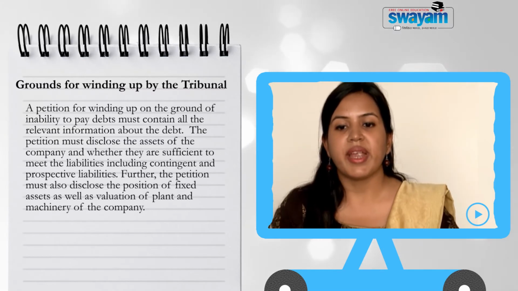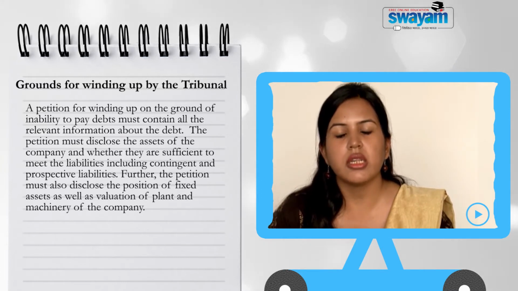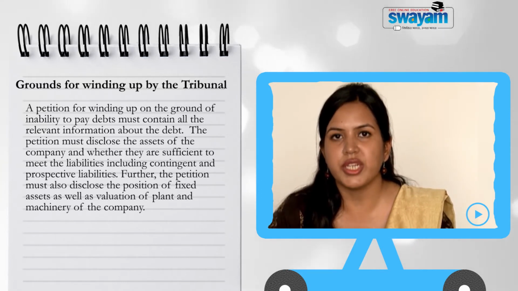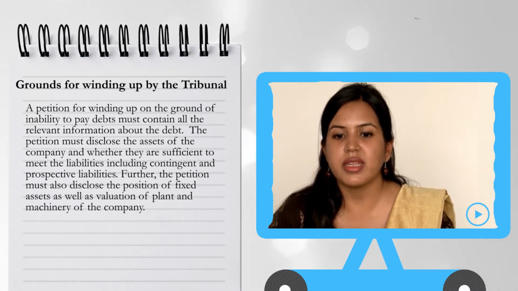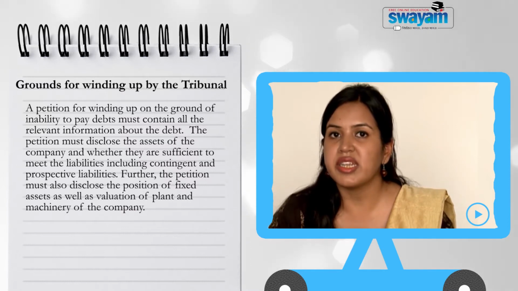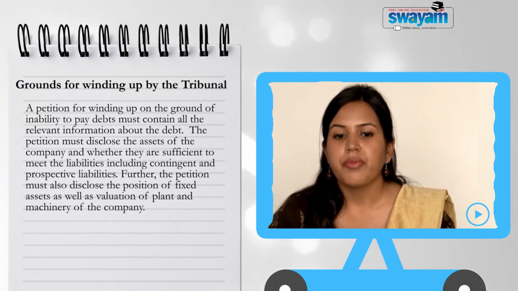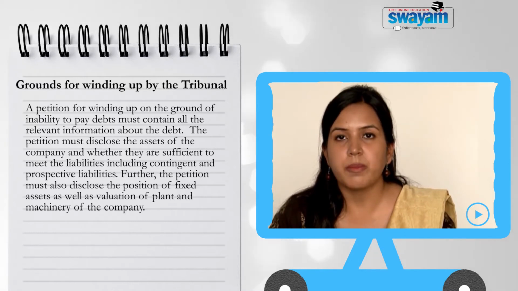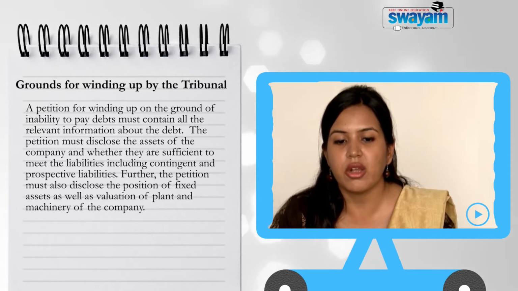A petition for winding up on the ground of inability to pay debts must contain all the relevant information about the debt. The petition must disclose the assets of the company and whether they are sufficient to meet the liabilities, including contingent and prospective liabilities. Further, the petition must also disclose the position of fixed assets as well as the valuation of plant and machinery of the company.